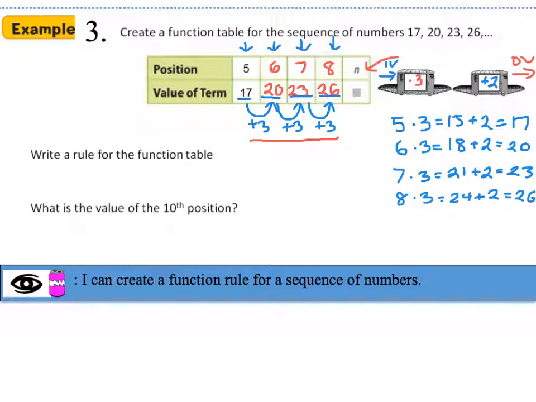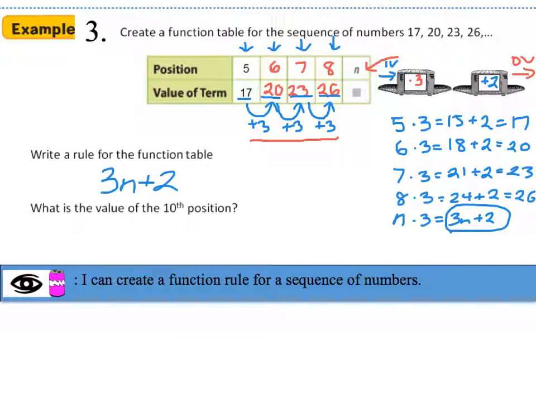So according to the table, n is the next position. What I can do is place n, which could be any number in the world, inside of the machine. I'm going to multiply n by 3, and I get 3n. It has to continue on in the machine, so I need to add 2, and that will get me my next value. So what I've done right now is I've just created the rule. The rule for this function table is we need to take 3 and multiply it by the position, which we don't know, and then add 2 to it. So this equation will help make my function table true.